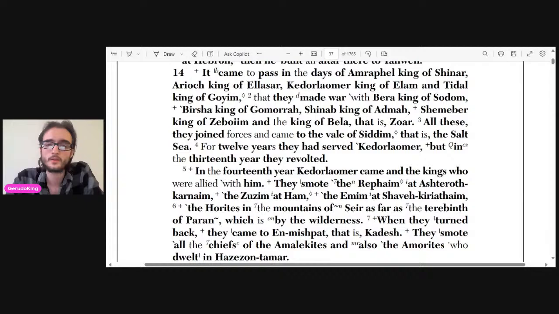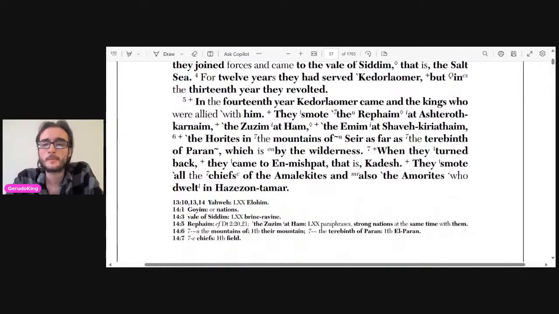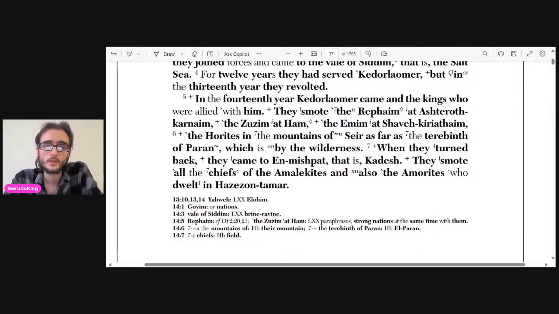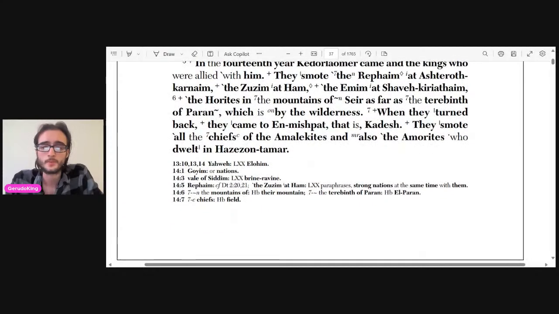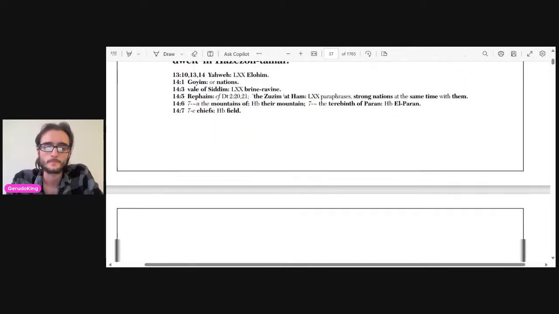In the fourteenth year, Kedorlaomer came and the kings who were allied with him. They smote the Rephaim at Ashtaroth Karnaim, and the Zuzim at Ham, the Emim at Shaveh-Kiriathaim, the Horites in the mountains of Seir, as far as the terebinth of Paran, which is by the wilderness. When they turned back, they came to En Mishpat, that is Kadesh. They smote all the chiefs of the Amalekites and also the Amorites who dwelt in Hazazon Tamar.